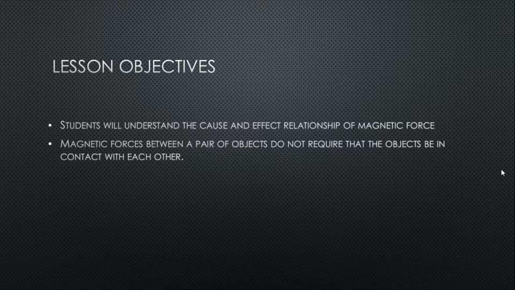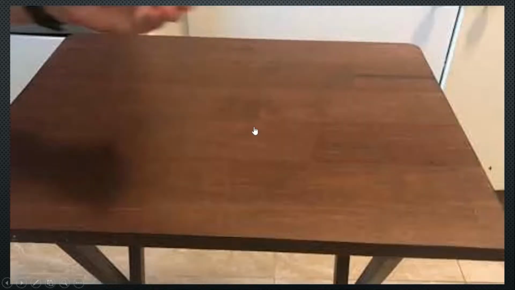So our student lesson objectives are going to be that students will understand the cause and effect relationship of magnetic force, and that magnetic forces between a pair of objects do not require that the objects be in contact with each other. So basically this activity is going to give students an opportunity to play around with magnets, different types of magnets that attract to each other, and also metal objects. So you can see the attraction between the magnet and those metal objects that are attracted to the magnet. And they basically just get to fiddle around with them and play with them and kind of see and feel the exact attraction. And so I will show what I am going to do for the activity.